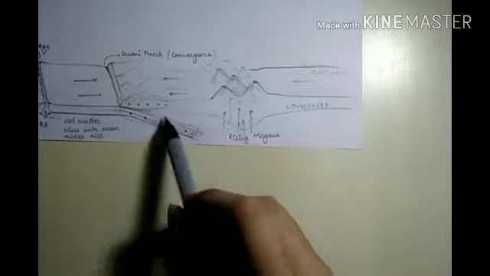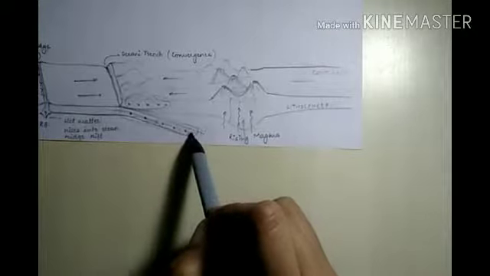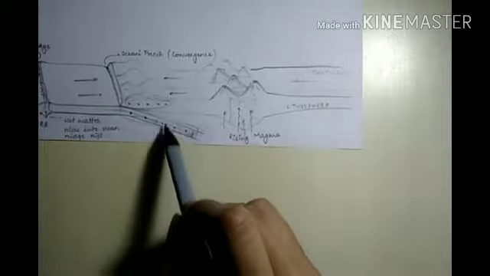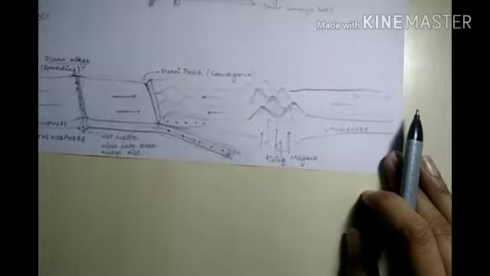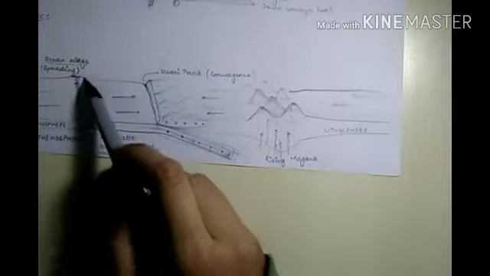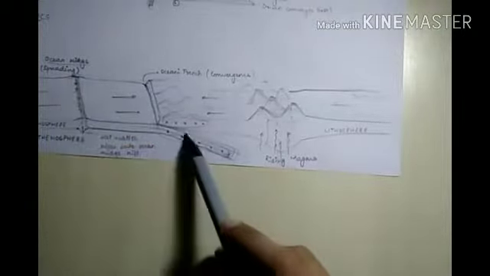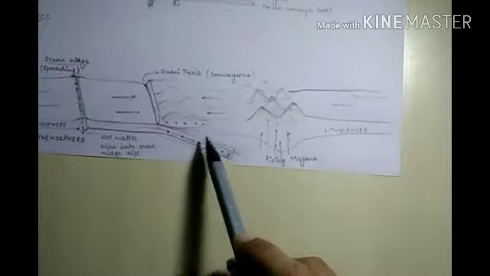But the plate which is being subducted inside will experience high earthquake. So this will experience high or deep earthquake. So now we can easily say that the constructive plate margins will experience mild earthquake, and the destructive plate margins will experience deep, high earthquake. And this was earthquake.